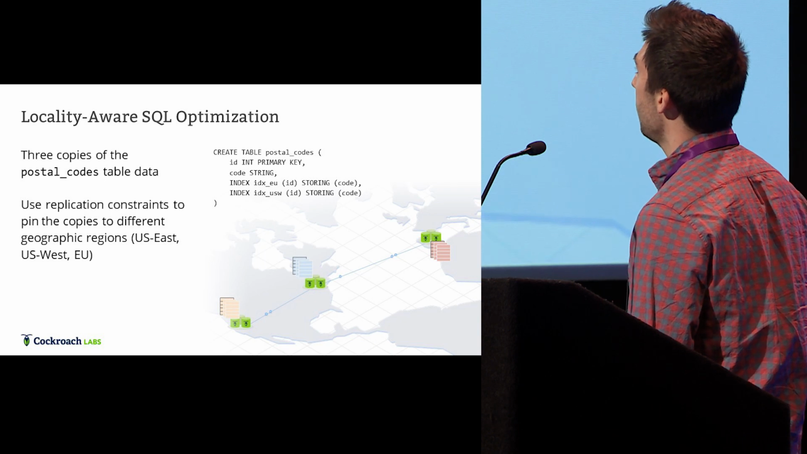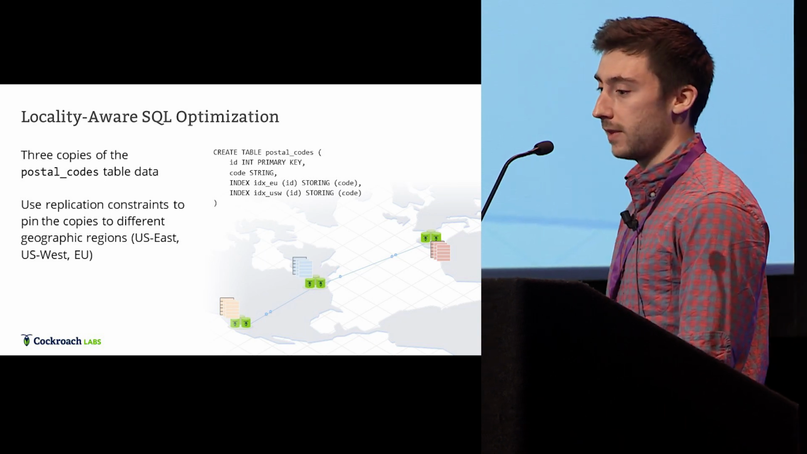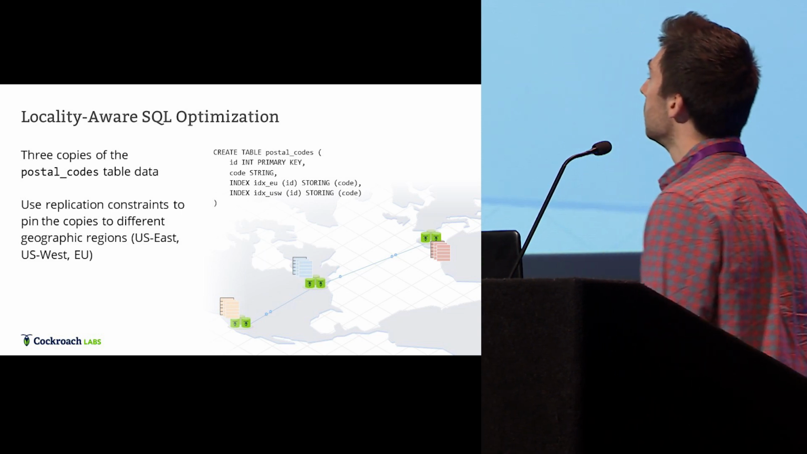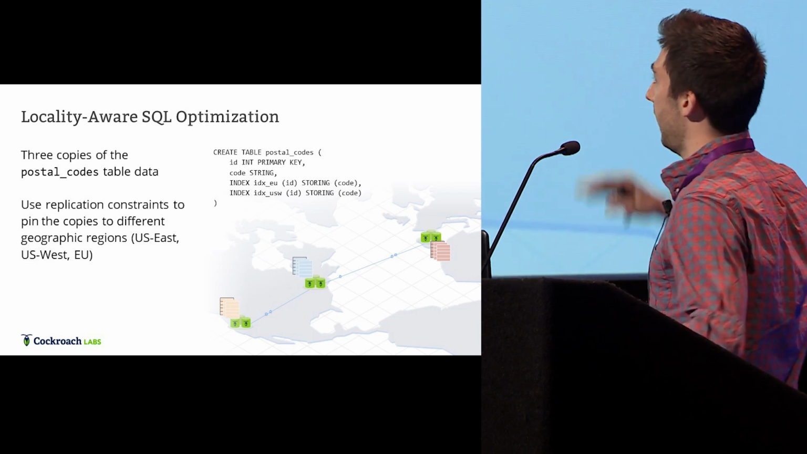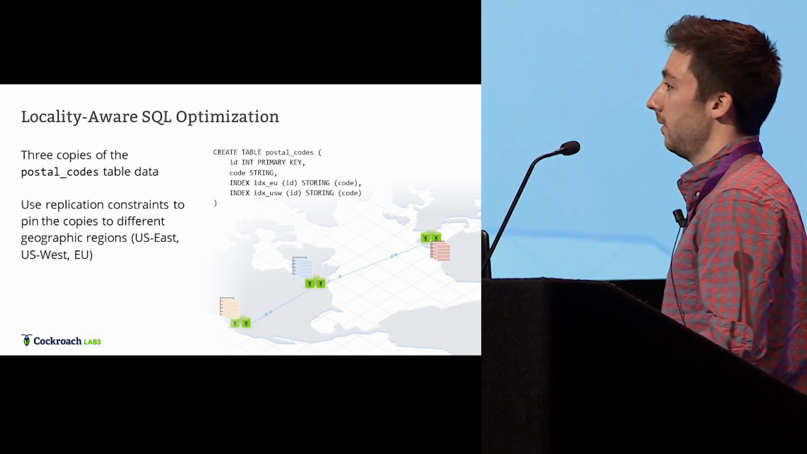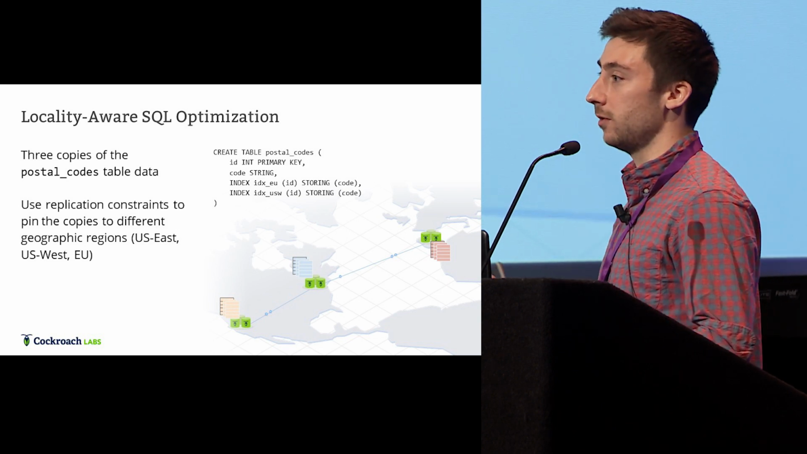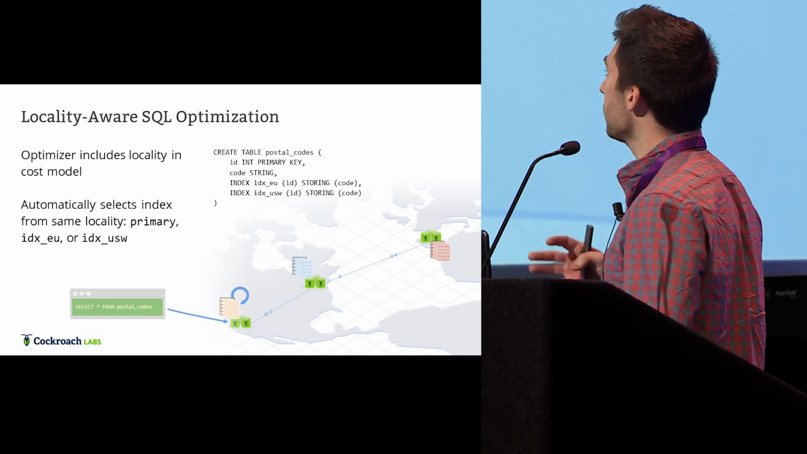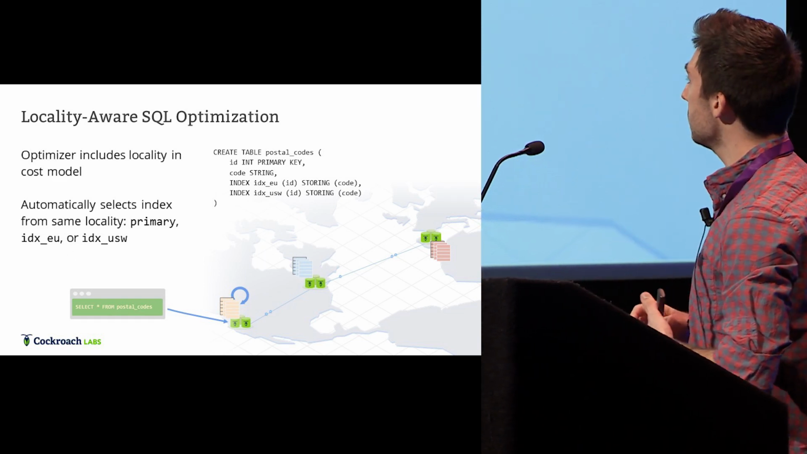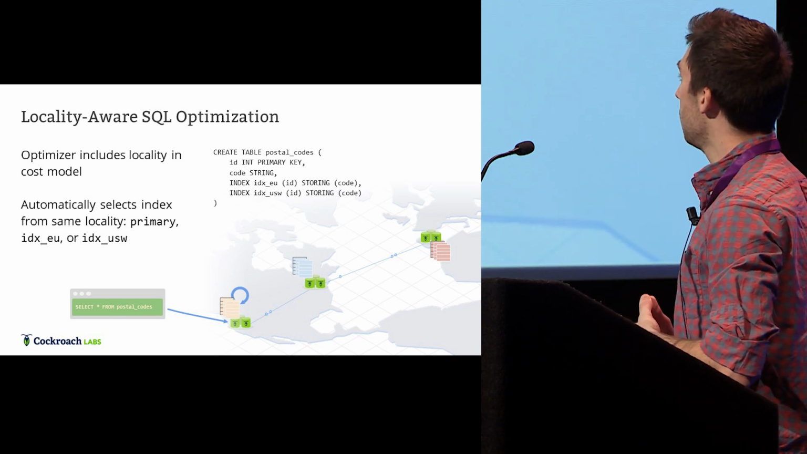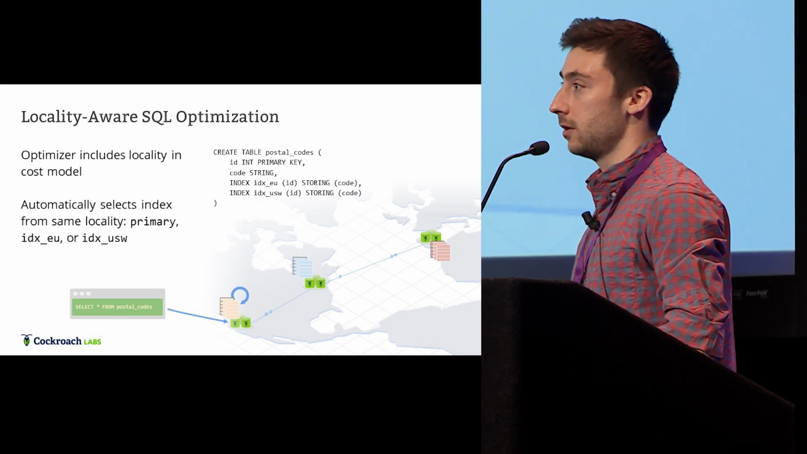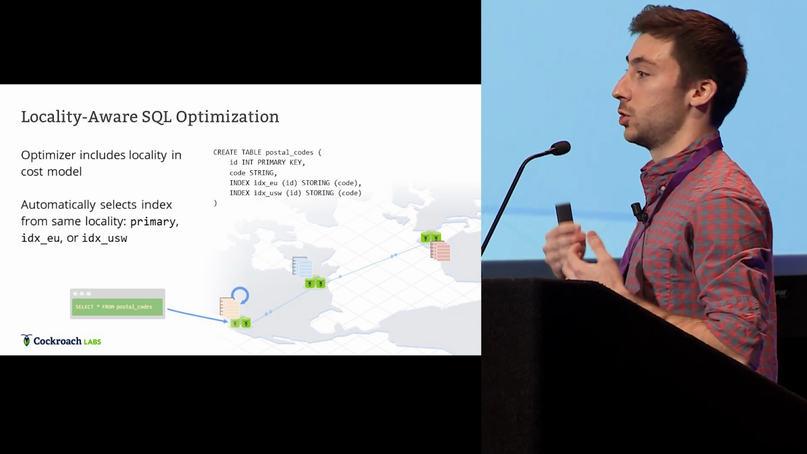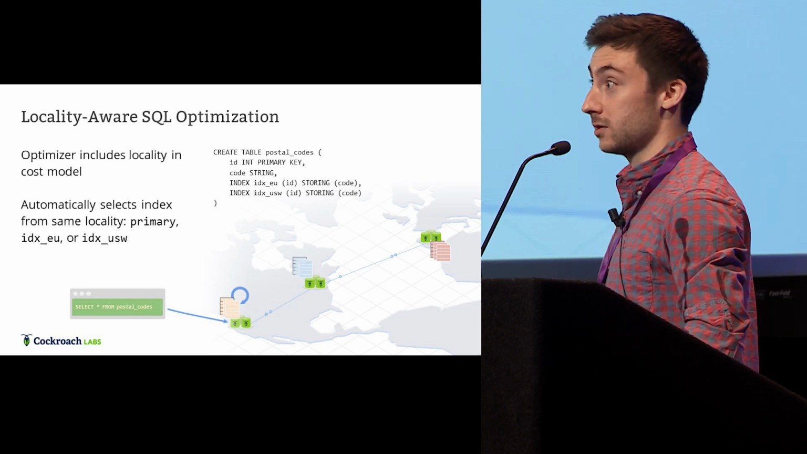Here I've defined a table called postal codes that has an index on ID, its primary key, and actually has two different indexes. It has 3 different copies of the data in all 3 regions within the world. This is a typical reference table that foreign keys might be pointing at. The optimizer is able to use the locality of the different indexes to determine which of these indexes to run queries against to avoid wide area network hops. This is a simple example, but the mechanism is general, and we get a lot of use out of this.